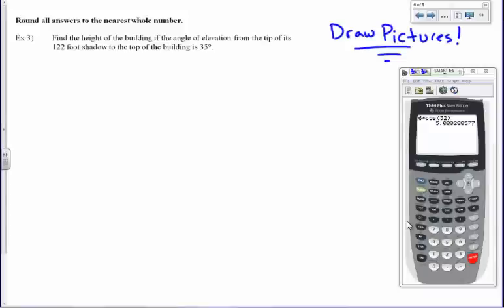Now, since we don't have a picture, in all of these word problems, I suggest you draw a picture. It helps you to organize your information, it helps you to better visualize the problem, and it's just plain fun. In this case, we're going to round all of the answers to the nearest whole number, and then continue on with our drawing.